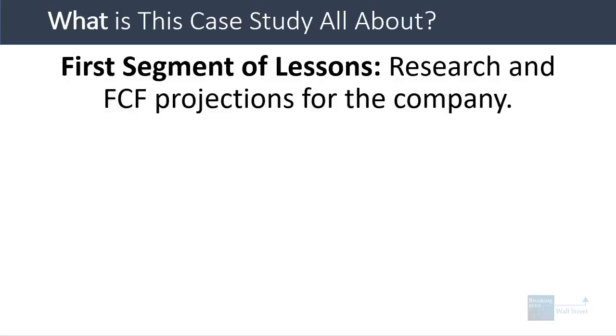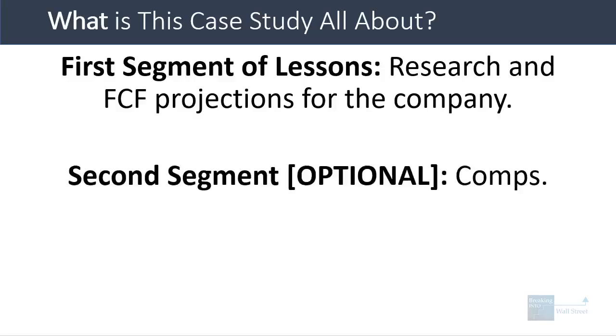So in short, the first segment of the lessons in this module will be about how to research the company, do some outside research, look at their filings, and create free cash flow projections for it. The second segment, which is optional, is all about how to find information for the public comps and precedent transactions. There's a little bit about how to screen for them as well, but that's quite simple if you've already made it this far and you've seen the other examples in this course.